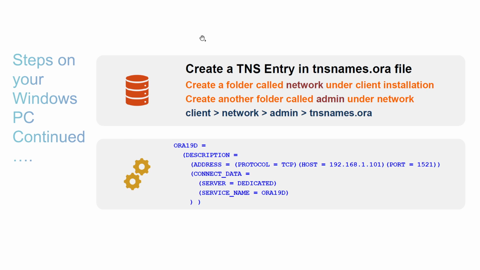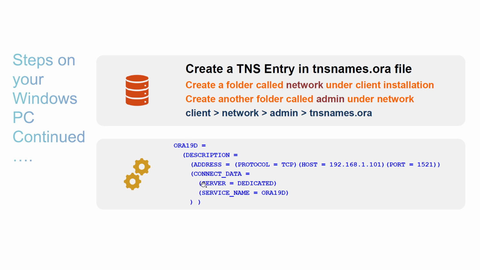Once we have this information, we'll create a TNS entry in the tnsnames.ora file. To do that, we need to create a folder called network under the client installation, and under that network folder, create another folder called admin, and create a file called tnsnames.ora. Wherever you have installed the client, under that create a folder called network, under that another folder called admin, and under that place this file called tnsnames.ora. In it we will create an entry something like this.